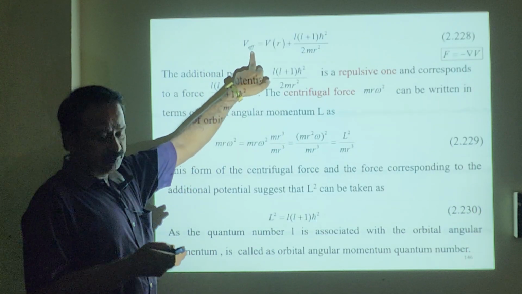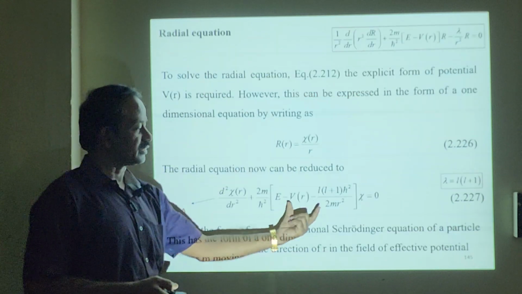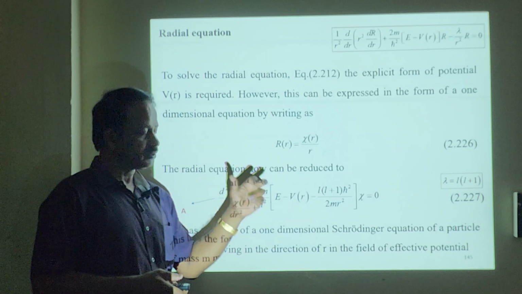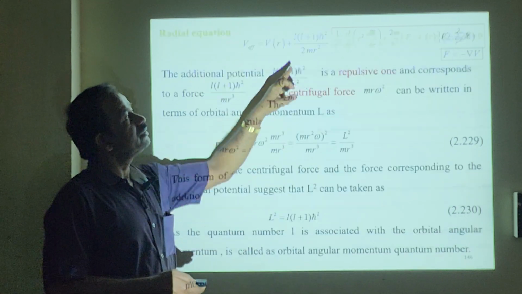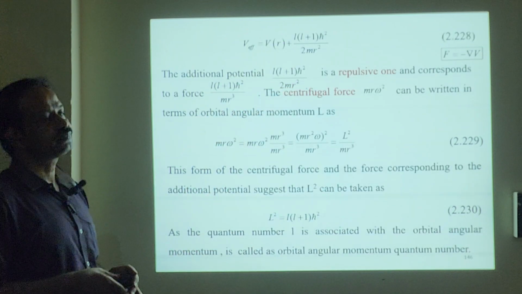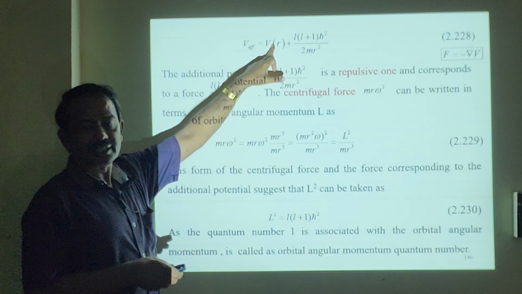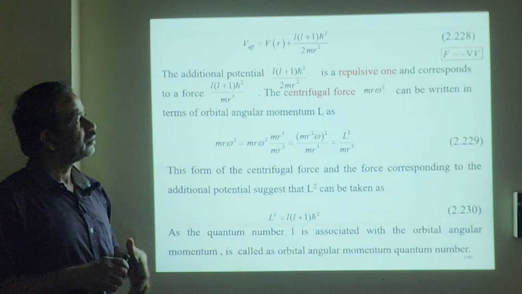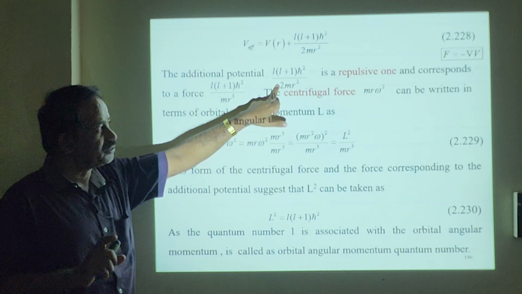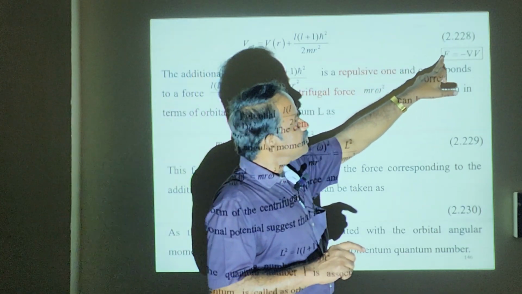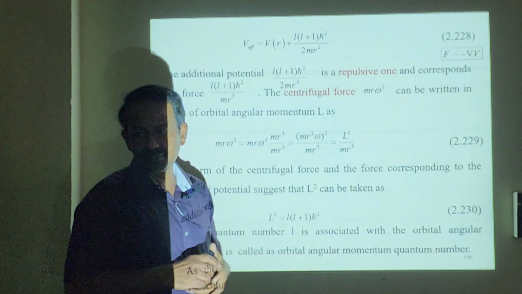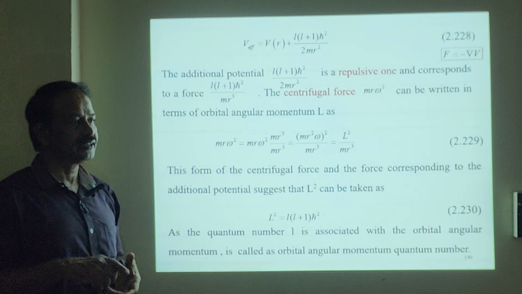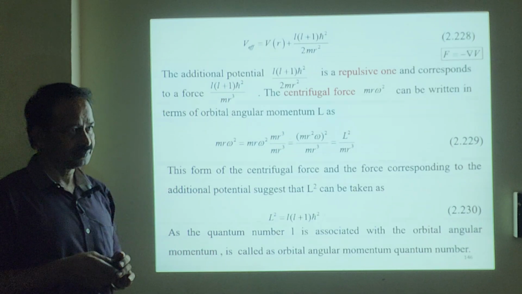So V effective is nothing but V of r plus this factor. You pull the minus out, so that will be V of r plus this term. So this is your effective potential. And this effective potential is nothing but a repulsive force. So how do we get this repulsive force? We know already F equal to minus del V. The negative gradient of potential is nothing but force.